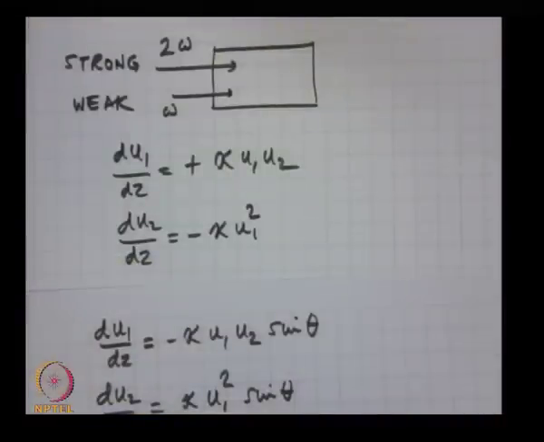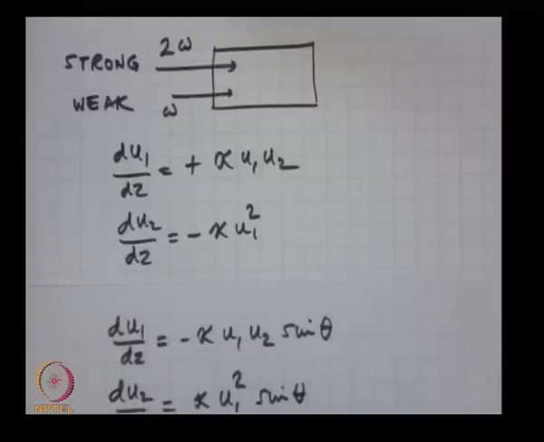Now I have a choice of theta, because at the input I can choose theta equal to minus pi by 2. Then c becomes 0, c is maintained at 0, and theta stays minus pi by 2, so sin theta becomes minus 1, and I get positive du1 by dz and negative du2 by dz. So the omega frequency will get amplified if I choose this particular phase. If I choose the phase theta equal to plus pi by 2, then I will have a power flow from omega to 2 omega.